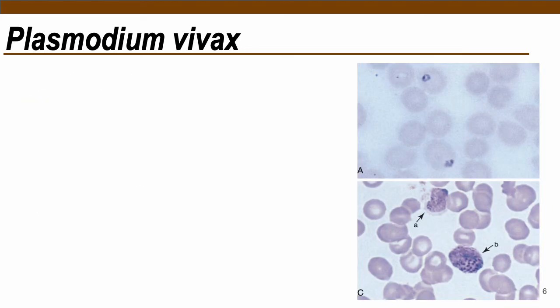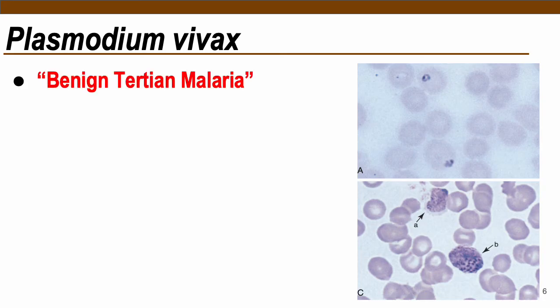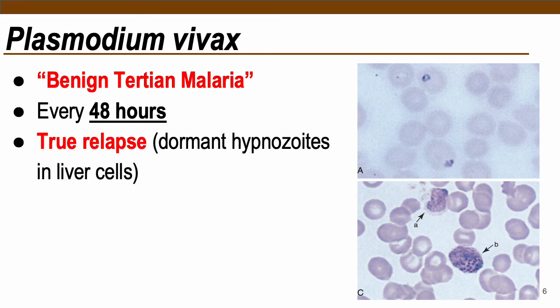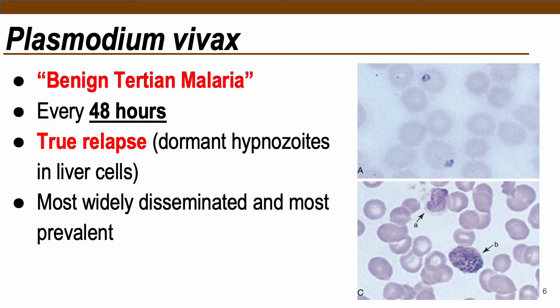Next one is Plasmodium vivax. This is called benign tertian malaria, and the paroxysm, or the fever and chills, is felt by the patient every 48 hours. This also produces true relapse, where it has the capability to be dormant as hypnozoites in your liver cells. This is also the most widely disseminated and most prevalent Plasmodium species.